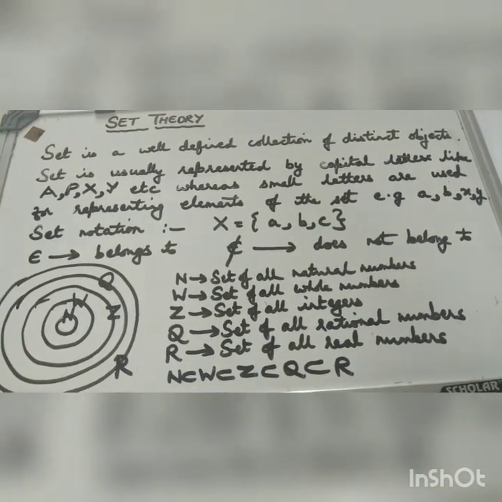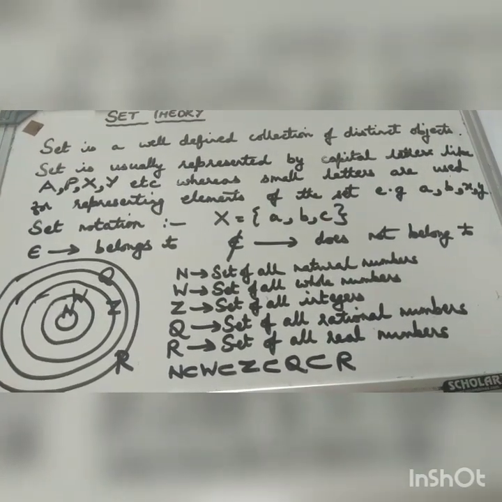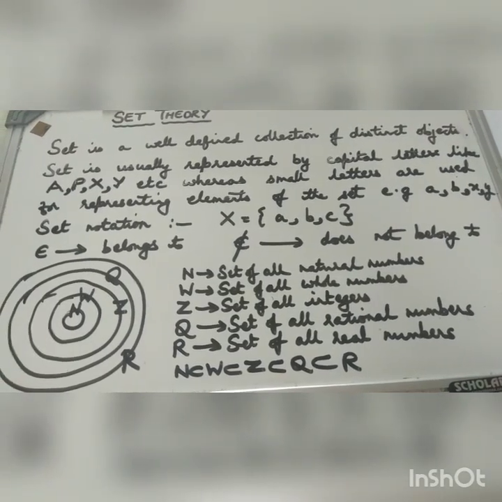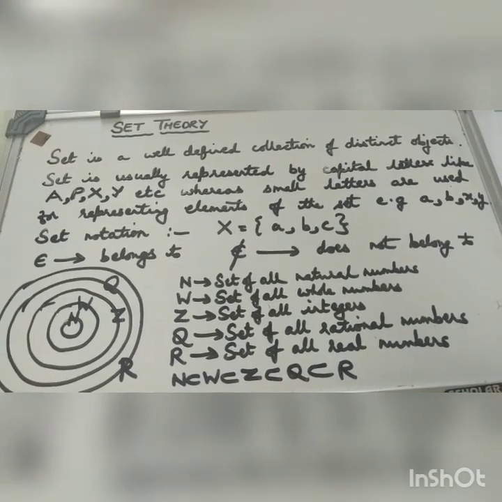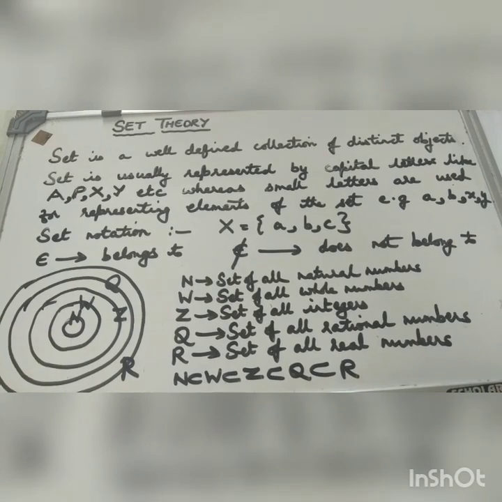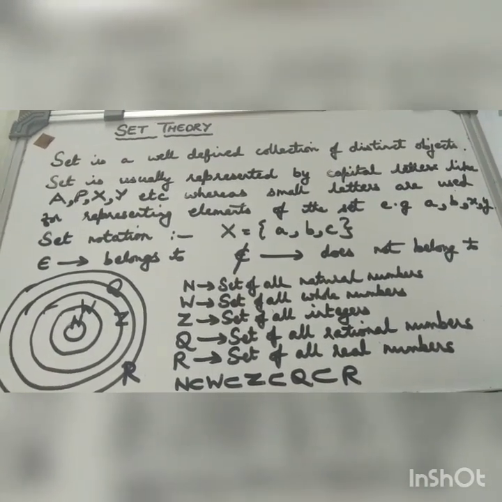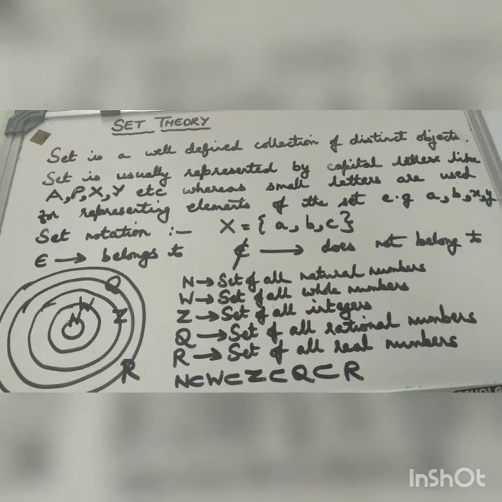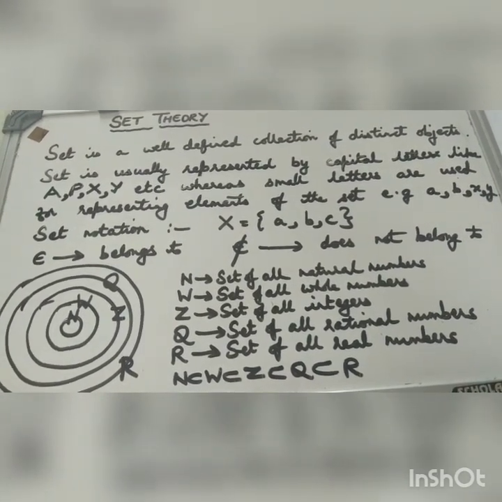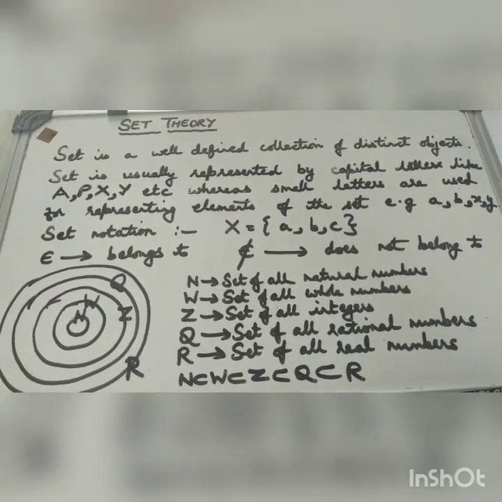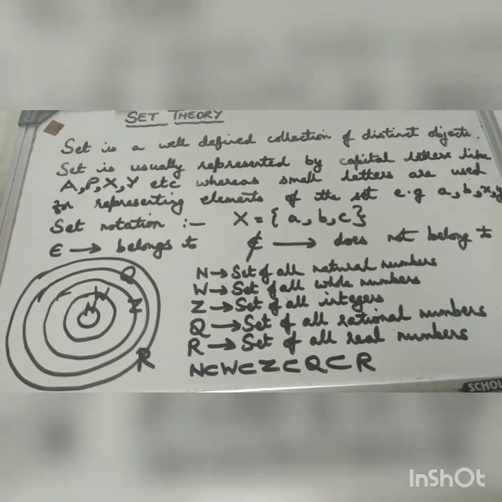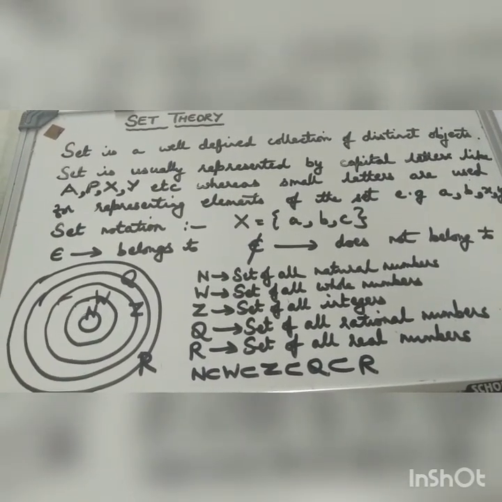Now, there is a Greek letter which is very commonly used in set theory, that is called epsilon, Greek E. It stands for belongs to, and if you cut across E, then it is does not belong to. So that is how we use belongs to or does not belong to.